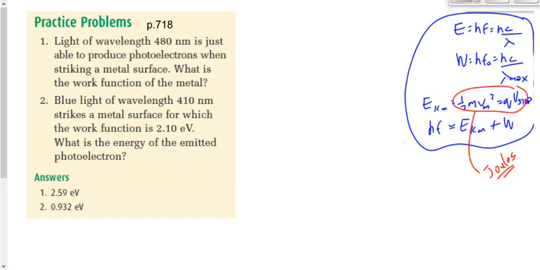Number 2, because you do it one way, you get this answer. You do it another way, you get 0.929. Anybody get 0.932? Anybody get 0.929? If you use joules all through and then convert, you get 0.932. If you use the electron volts all the way through, you get 0.929. Which one's right? Well, they both are.